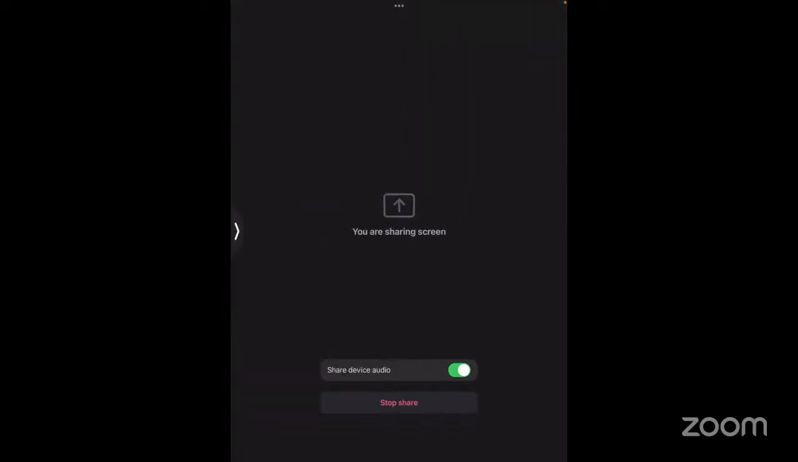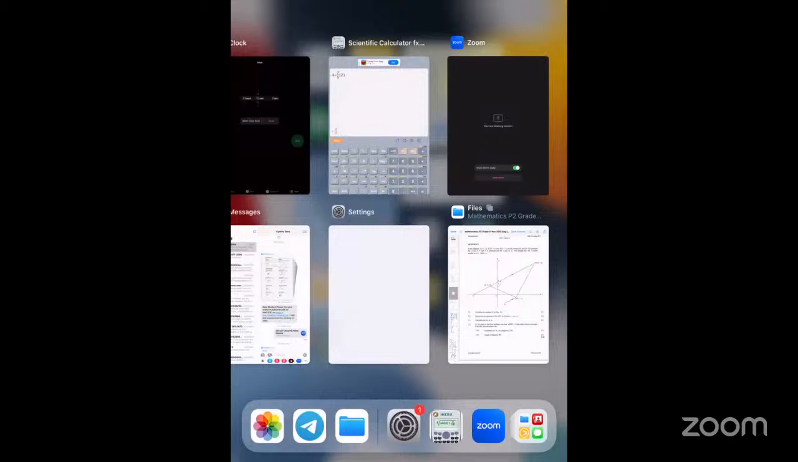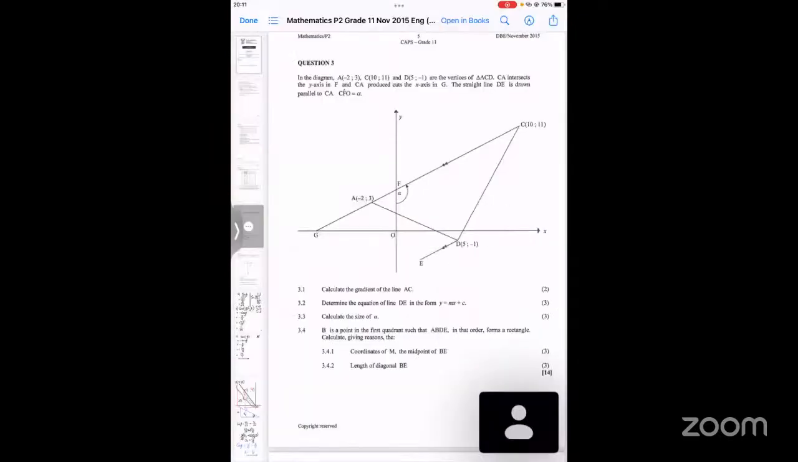Okay, then it's fine. We will go with those 2 answers. Let's see, calculate the gradient of line AC, where is A, this AC, and then 11 minus 3. What is 11 minus 3? That is 8. Okay. 10 minus negative 2 is 12. That is 8 over 12. We have 4 going 2 times into 8, and then 4 going 3 times into 12.